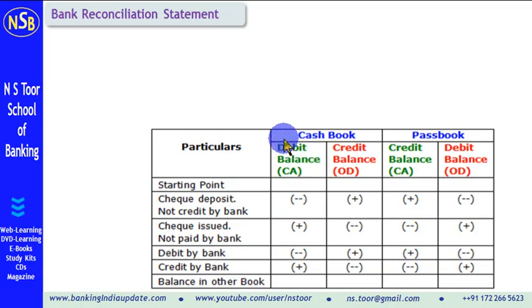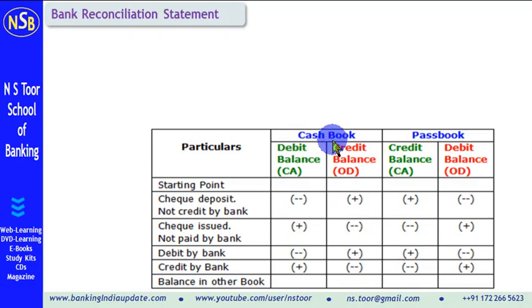So in reconciliation, we start with one book and we reach the balance in the other book. In between, there are four categories of transactions and we try to reconcile those items, those transactions which appear in one book but which do not appear in the other book. So they may be appearing in cash book but may not be appearing in the passbook, or they may be appearing in passbook but may not be appearing in cash book. So we have to prepare a statement to reconcile this position.